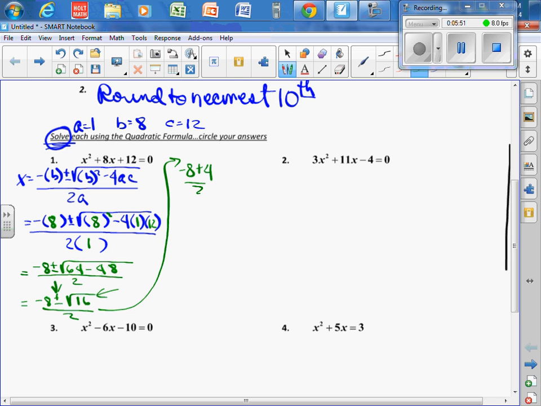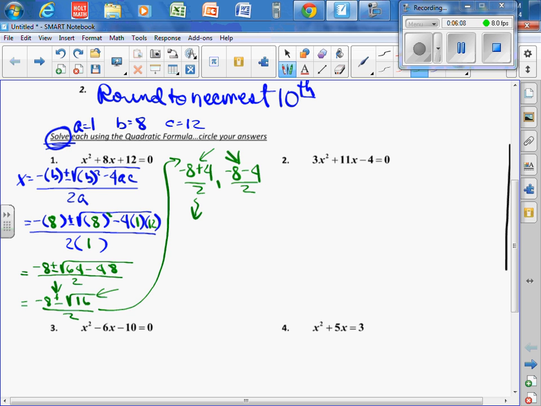4 over 2. And then we also have negative 8. We're going to do the minus 4 over 2. So we've broken it up into our two answers, negative 8 plus 4 over 2 and negative 8 minus 4 over 2. All right, so now we just do the math for this one.